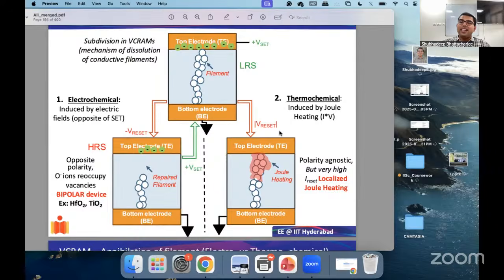And this is how you recognize that something is a thermochemical memory: you can set it in one particular polarity, but you can reset in either polarity. But in electrochemical, if you set it in positive polarity, you have to reset only in negative polarity. In other words, when you fabricate a device, set it in positive polarity and see that it only resets in negative polarity, then you're more or less sure that this is an electrochemical memory. Whereas if it resets in either polarity, it's a thermochemical memory. I hope this answers the question.